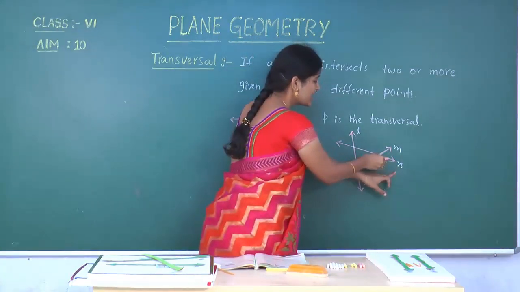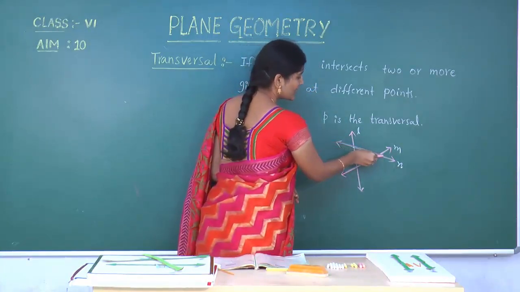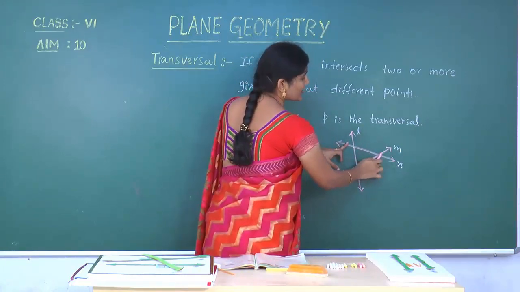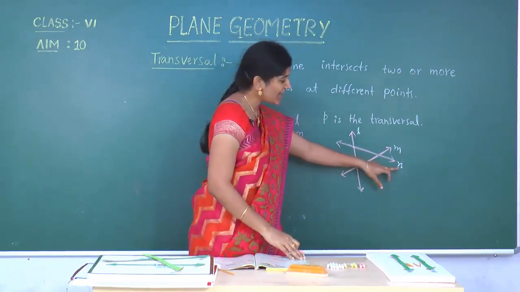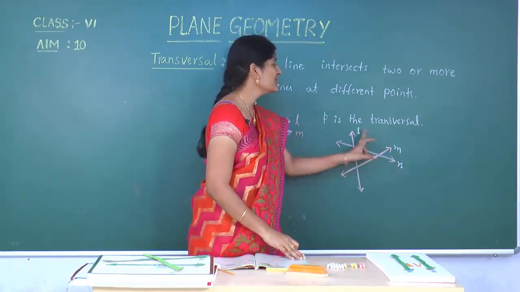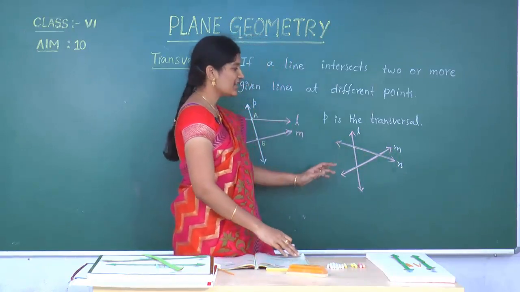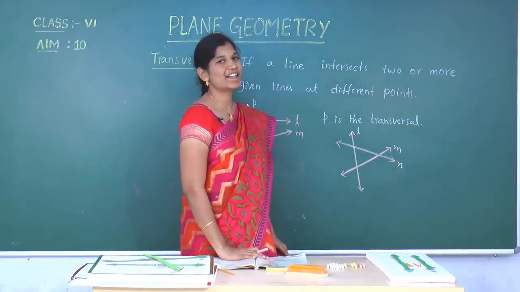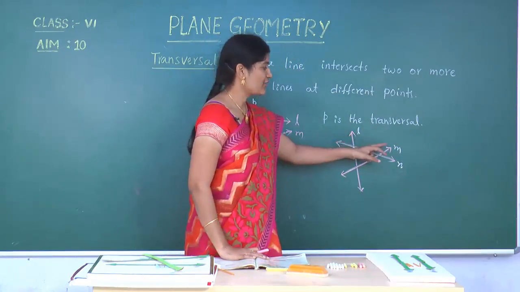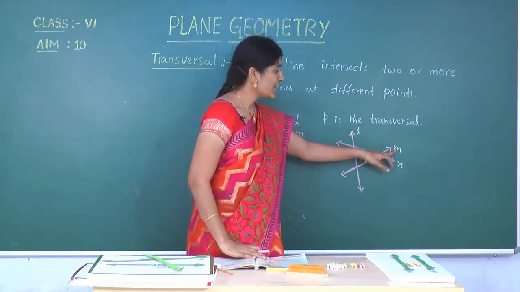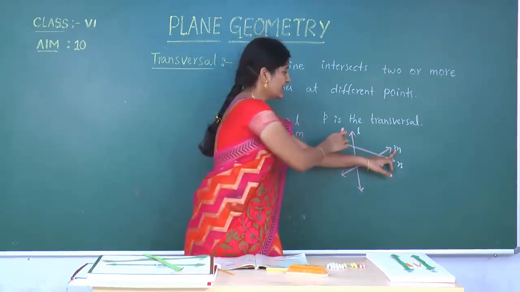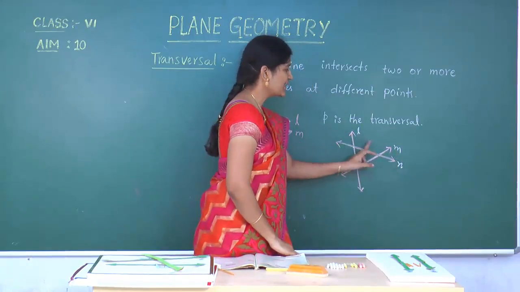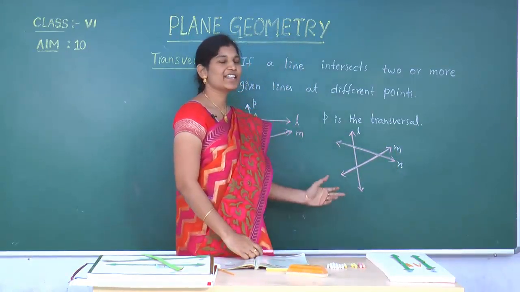Because here N is the line which intersects the other two lines L and M at two different points. So I can say here N is also a transversal to L and M. In this figure, three lines are playing a role as a transversal. L is the transversal of M and N, M is the transversal of L and N, and N is the transversal of L and M. We can say like this.